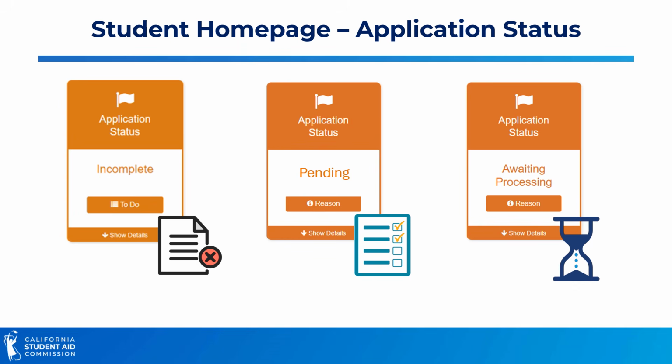If the application status is awaiting processing, that means that the student's completed application has been received and it's simply waiting to process in our next processing cycle. Once again, when the student sees this application status, they can click on the reason icon and it will provide additional information.